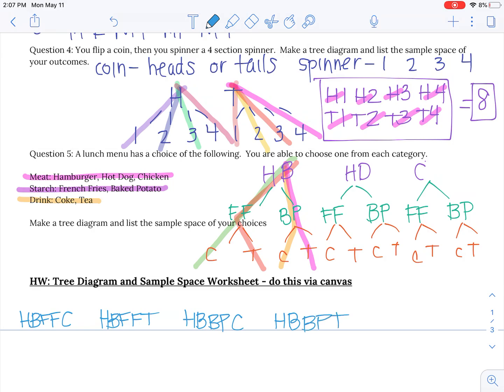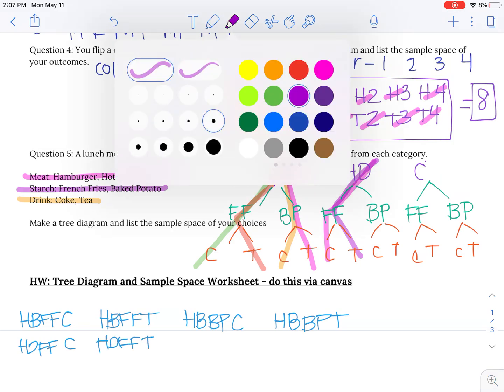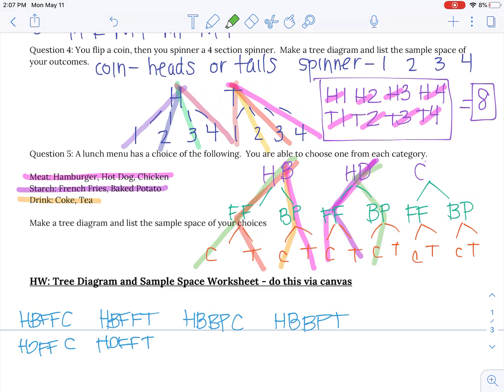Now I move over. I don't want a hamburger at all. I want a hot dog. So I'm going to go down all of the branches for hot dog, so forth and so on, and list them. So I have hot dog, French fries, and Coke. Hot dog, French fries, and tea. Hot dog, baked potato, and Coke. And hot dog, baked potato, and tea. So very systematic.